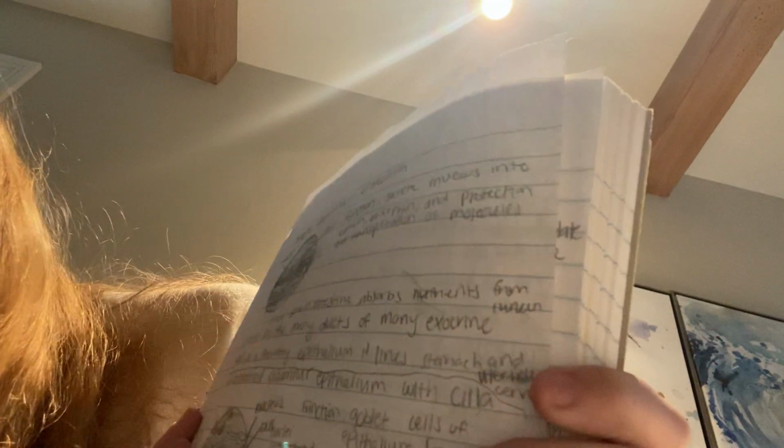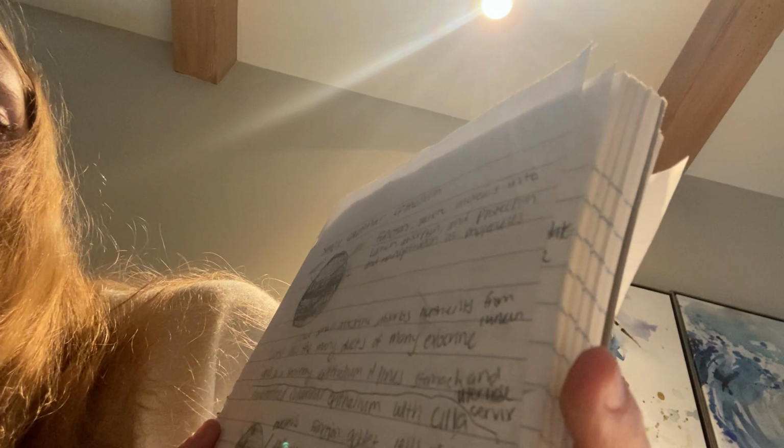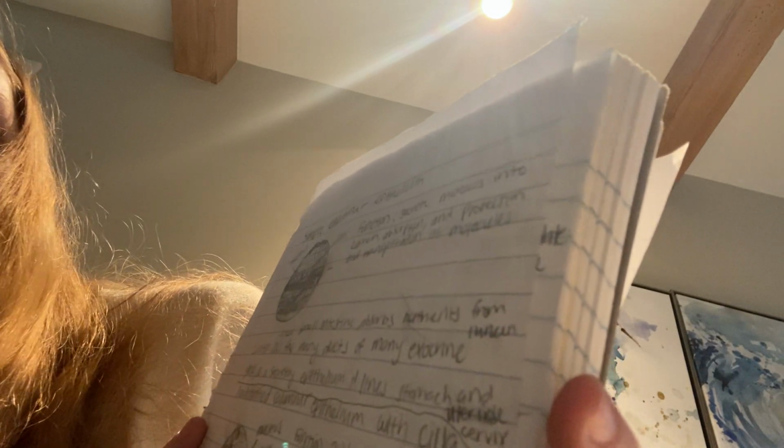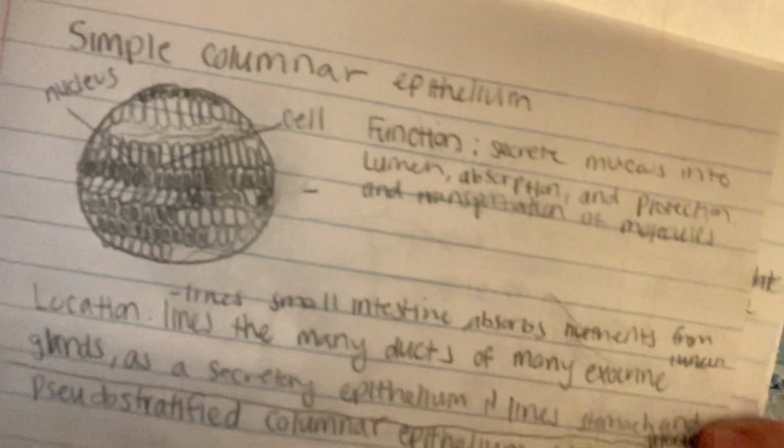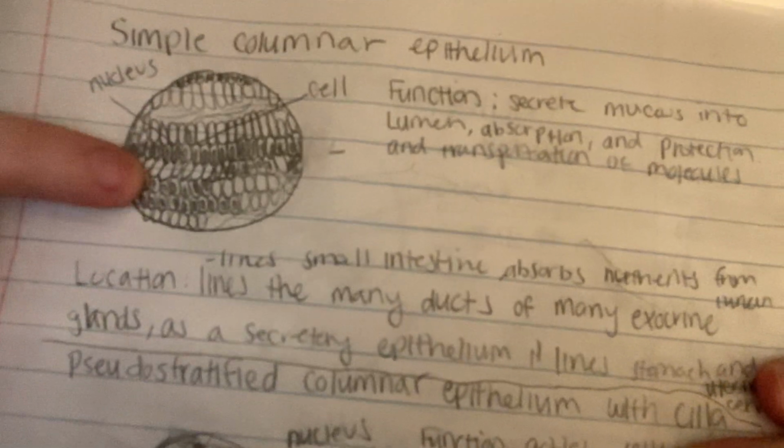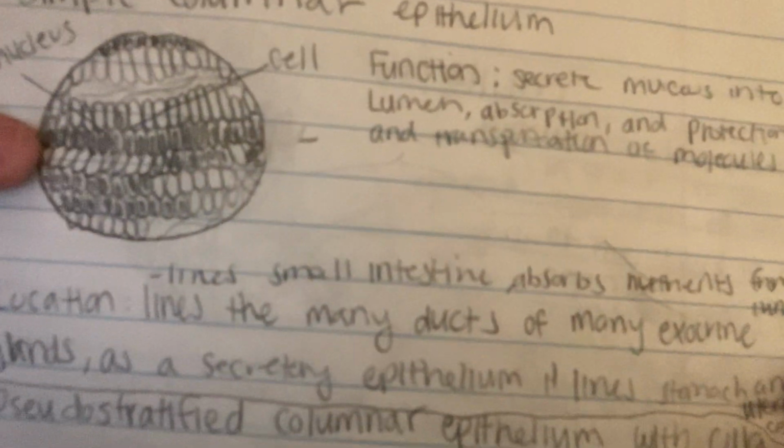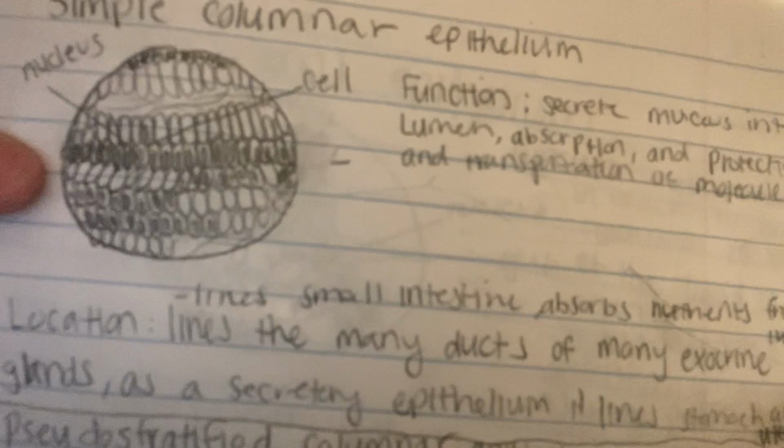this is basically its function is to secrete mucus into the lumen, and it's for the absorption, protection, and transportation of molecules. So it lines the small intestine and absorbs nutrients from the lumen, and it lines many ducts of the many exocrine glands as a secretory epithelium. It lines the stomach and the uterine cervix. So if you look again, you can see these cells with the little nuclei inside of them.